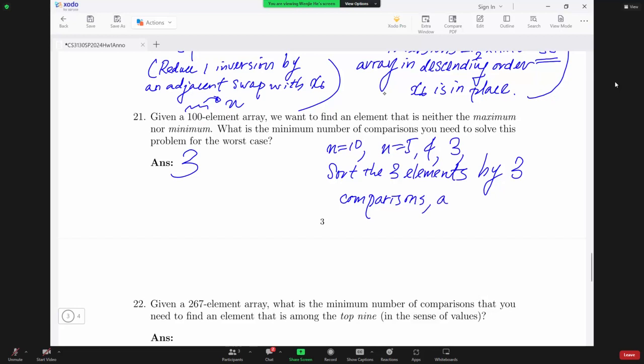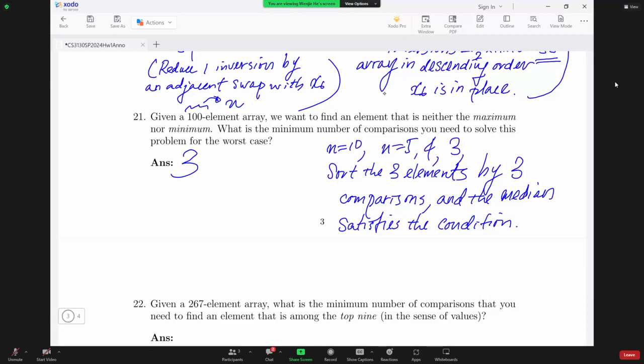And the median satisfies the condition. So for 3, you solve the problem easily. The median, 3 comparisons. Now you can go back and increase the number, because you solve the problem for n equals 3. Then you go back to where n is larger than 3.